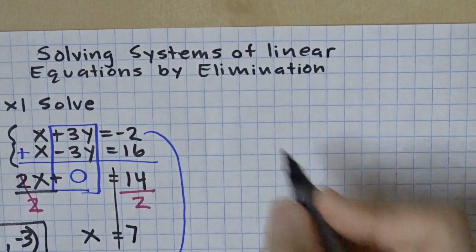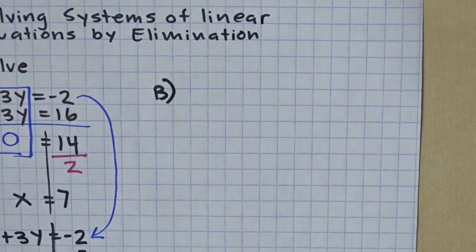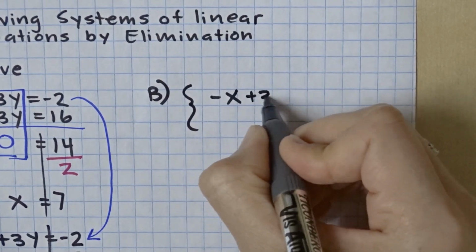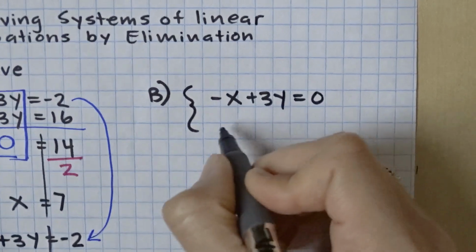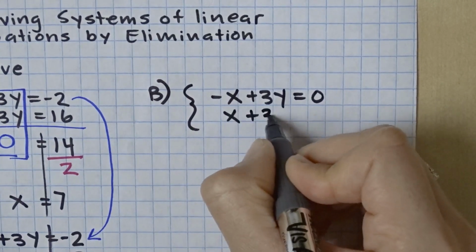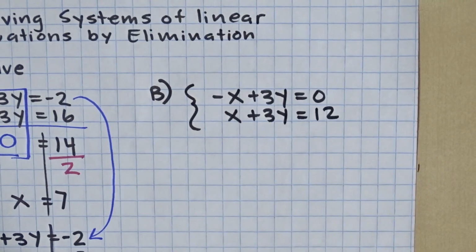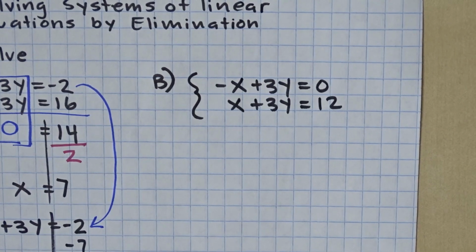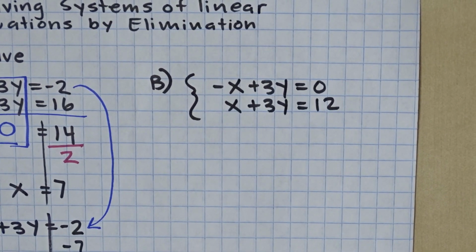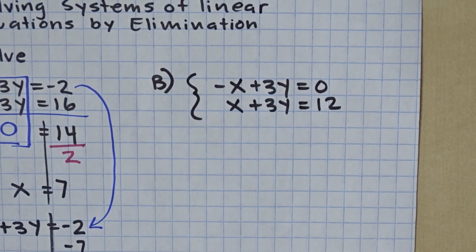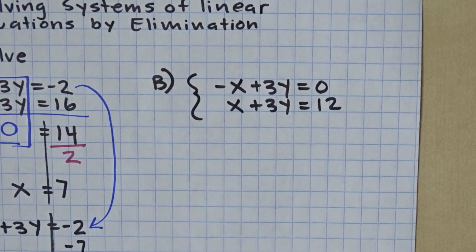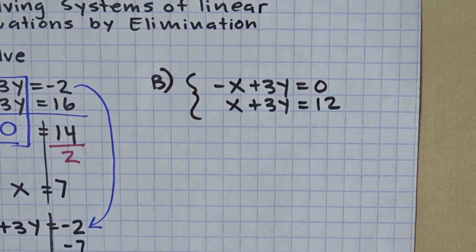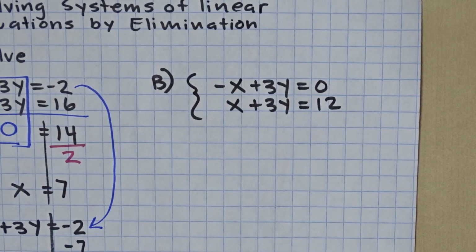Okay, so let's try example B. Example B says negative x plus 3y equals 0, and x plus 3y equals 12. And when we're doing the elimination method, you kind of want to know what you're doing before you start writing anything down. So let's focus on this one. Will I get a 0? If I add these up vertically, will I get a 0 somewhere? And if you do, then just go to it and do it. If not, then we're going to have to do something different. And I'll show you what that different one is.